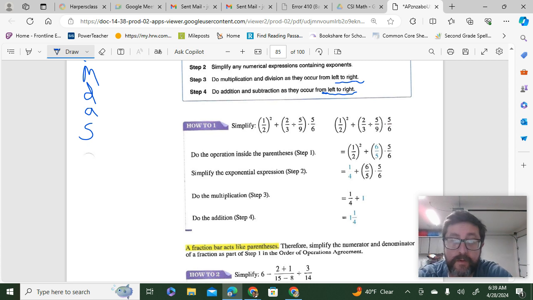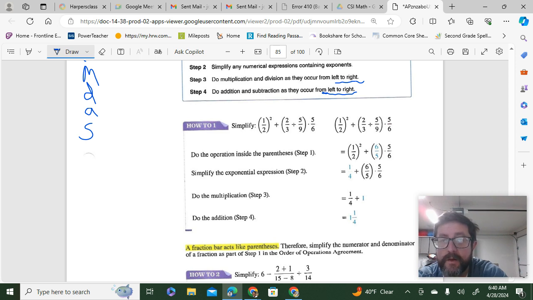So let's look at this. It says do the operations inside the parentheses, step one. So you look at all the things inside the parentheses. It's only showing us one operation inside the parentheses. So it's 2/3 divided by 5/9. So you would do that first, and you would end up with 6/5.